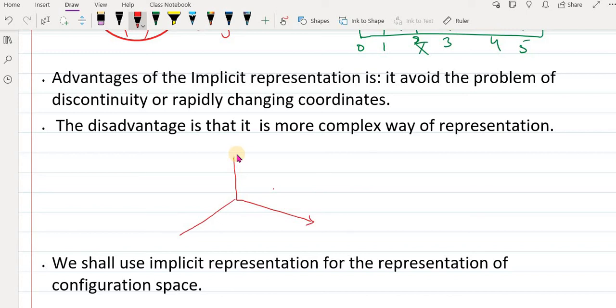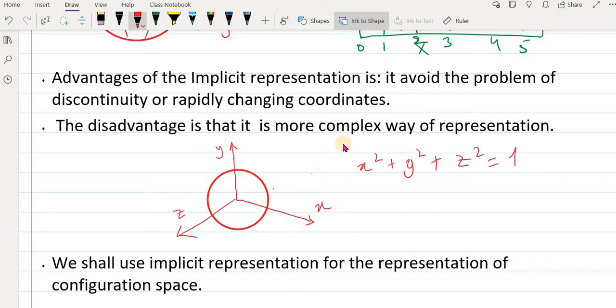representation we need three coordinates x, y, and z, and let's say the C space is spherical, and so the thing is then we are now using three coordinates x, y, z, and one constraint, which is x square plus y square plus z square is equal to 1. So now we have three variables, three coordinates, and one constraint, and total degrees of freedom of this representation is 2.